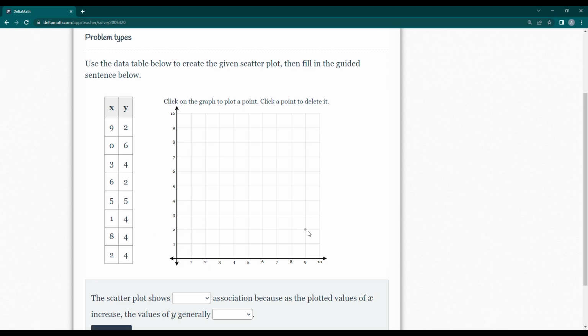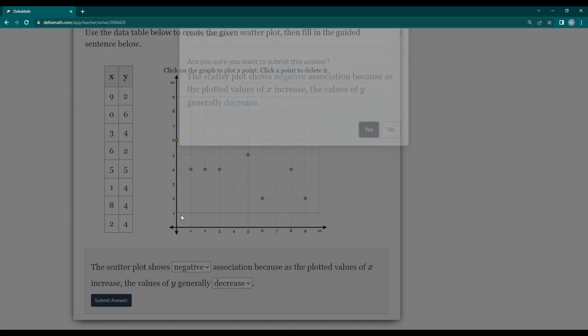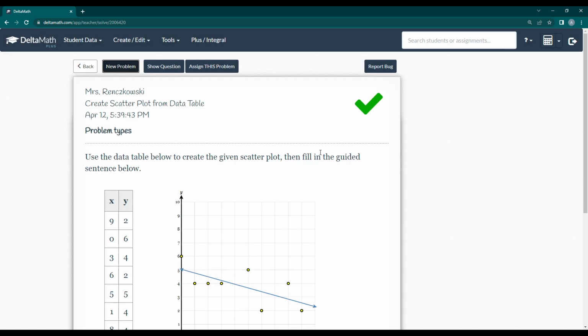All right, so 9, 2. Click. 0, 6. 3, 4. 6, 2. 5, 5. 1, 4. 8, 4. And 2, 4. So this one I would say is a downward trend. So that's going to be negative because y keeps going down, decreasing. Yep, perfect.